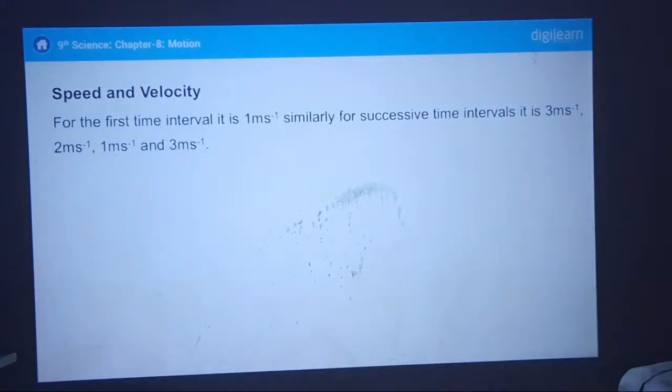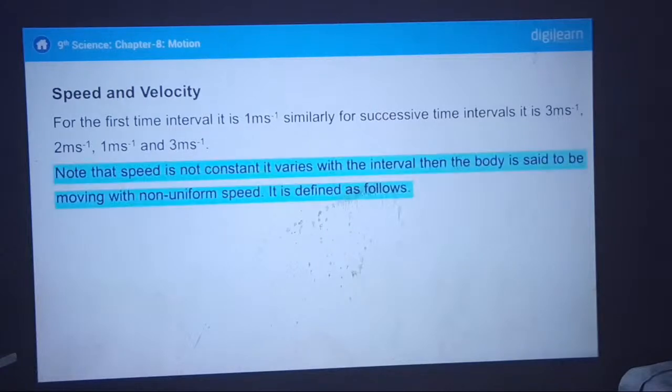For the first time interval, it is 1 meter per second. Similarly, for successive time intervals, it is 3 meters per second, 2 meters per second, 1 meter per second, and 3 meters per second. Note that speed is not constant. It varies with the interval when the body is said to be moving with non-uniform speed. It is defined as follows.